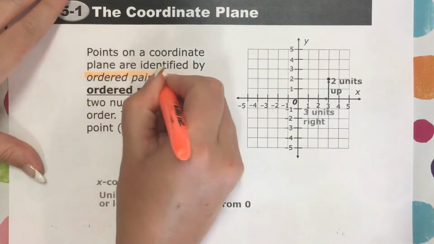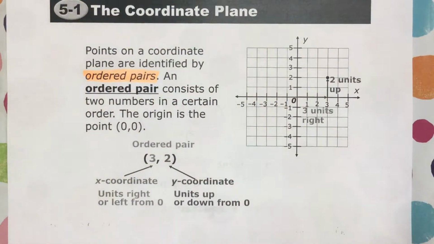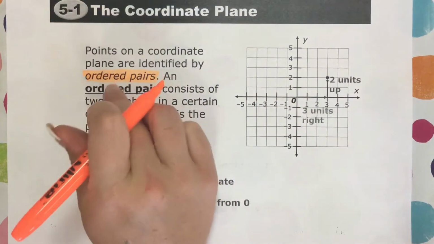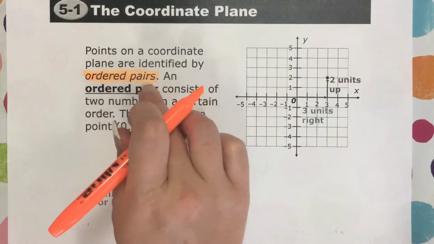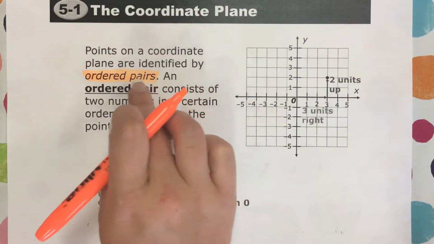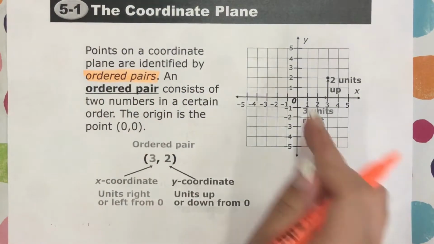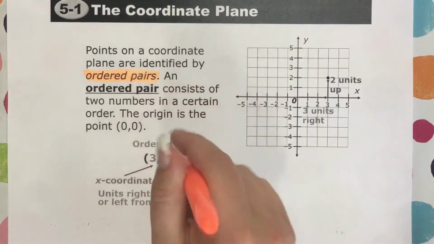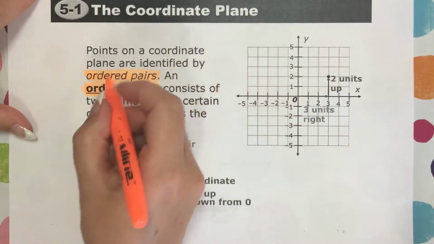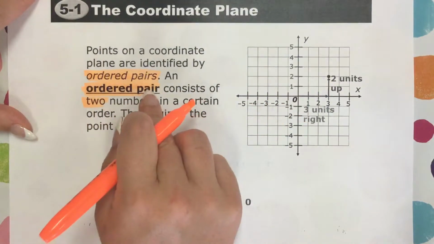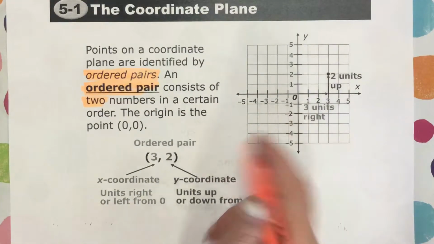And I like this vocabulary term because it really tells you what it is. Ordered means things are in order, right? And there's going to be an order. Pairs means there's two things. So we're going to be talking about two things that have an order to them, okay? So what this says is an ordered pair consists of two numbers in a certain order, right? There's our pair.